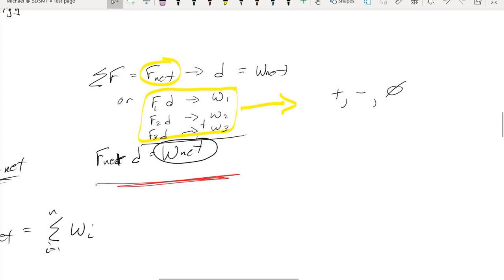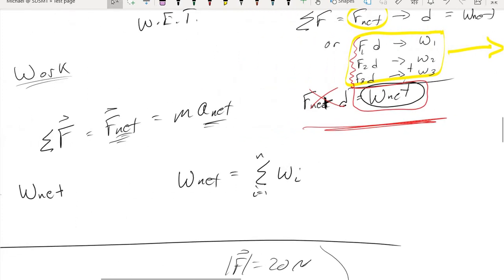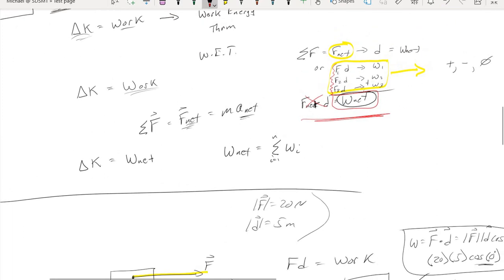So I much prefer to look at the individual forces and find out the individual work that they do. I add those up, I get the net work for the system. I can completely bypass having to take a sum of forces for the system. And now that we have the net work, we can apply that net work to the change in the kinetic energy for our object.